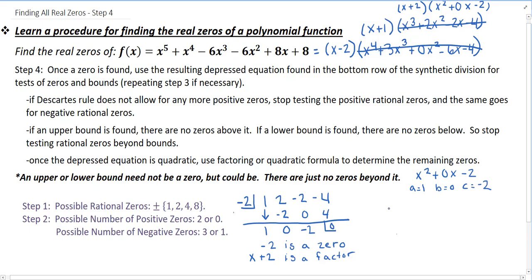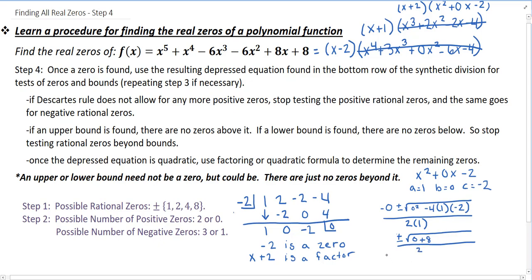And then the quadratic formula says you take the opposite of b, so that would just still be 0. Negative 0 is still 0, plus or minus the square root of b squared, which is 0 squared, minus 4 times your a, which is 1, times your c, which is negative 2, all over 2 times a. In this case, your a is 1. So simplify, you get plus or minus the square root of 0 plus 8 all over 2.